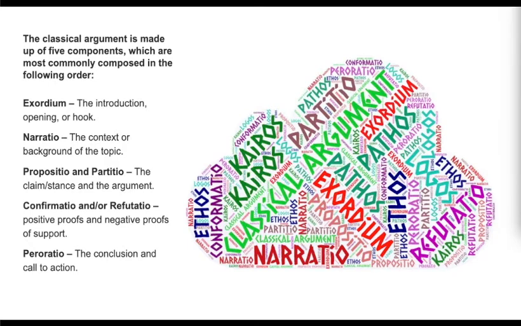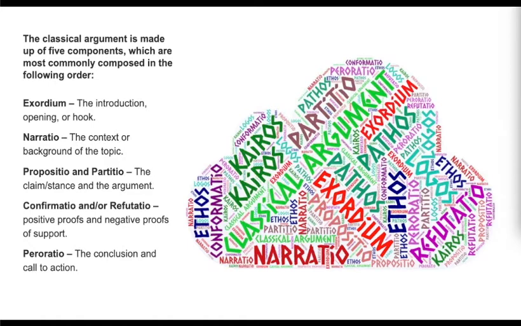And there's a reason for this, because what I'm going to have you do in our next lesson is actually build some mind maps. I'm going to have you use this specific language to build your nodes where you're going to build your information for your arguments. So the classical argument is made up of 5 components, which are most commonly composed in the following order. It's not just a matter of these terms, but there's an actual sequence to this argument.